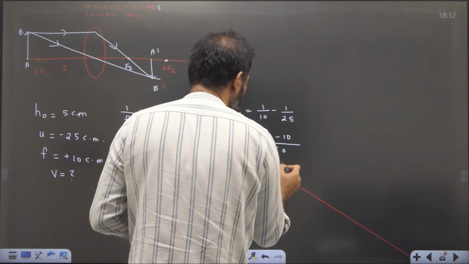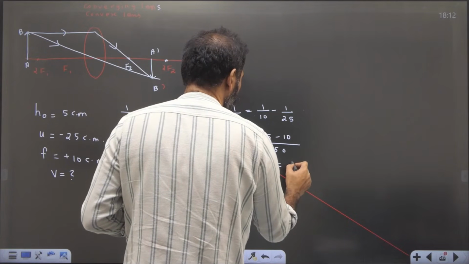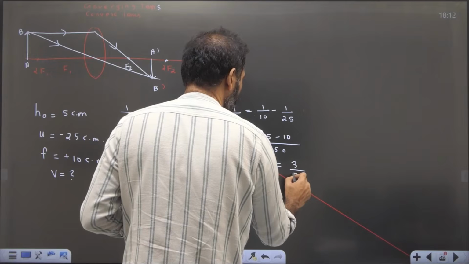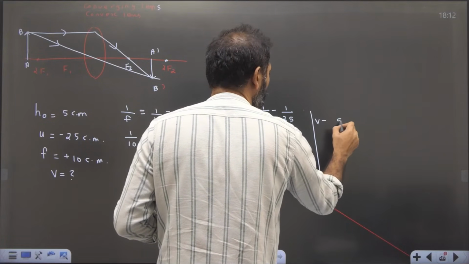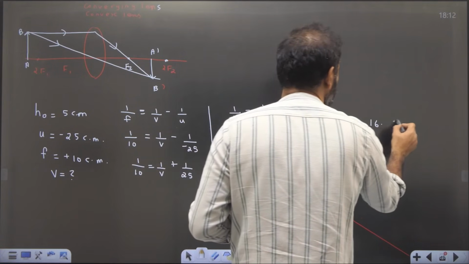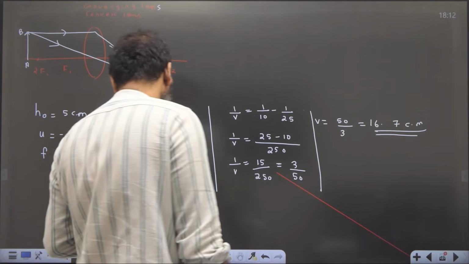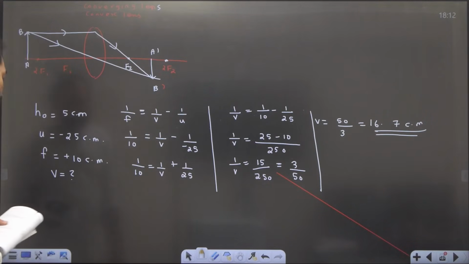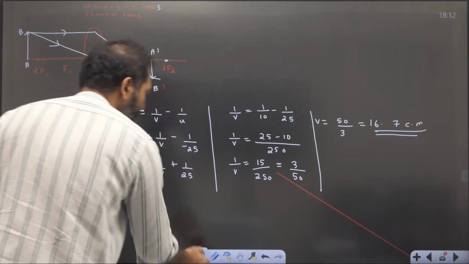If you divide by 5, what we will get? 3 by 50. So 1 by v is equal to 50 by 3. So v is equal to 16.67 centimeter. Now again, one more point is that we have to find out the size of the image.